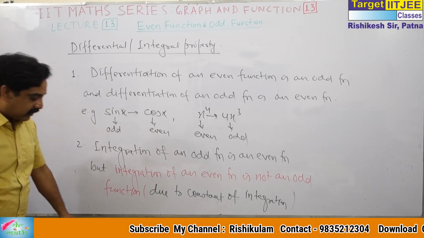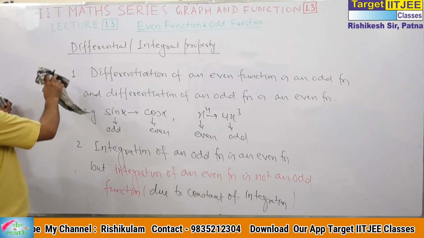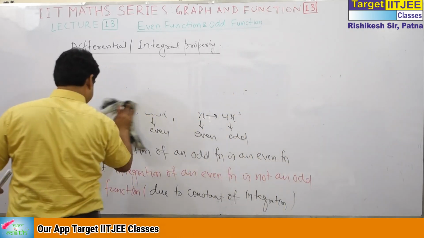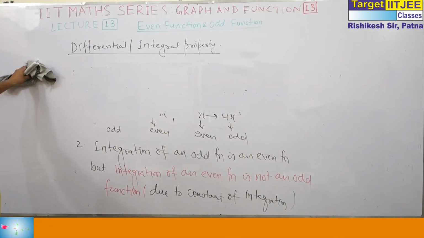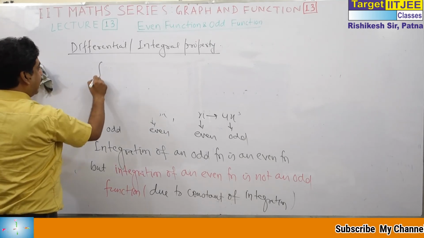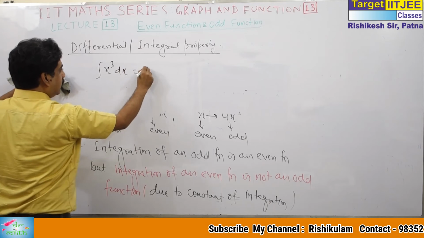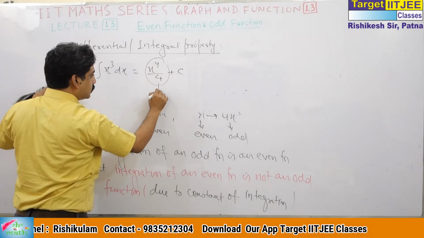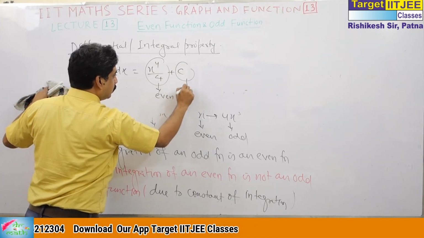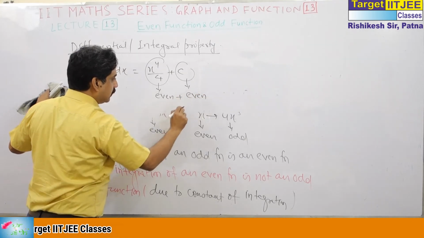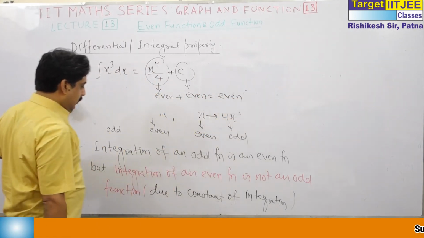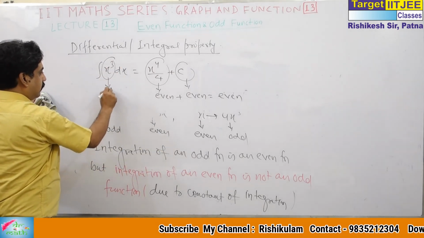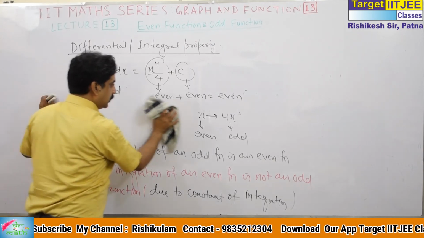Due to constant of integration, what does it mean? Let me write. First of all, I want to justify the first point. Integration of an odd function. Suppose I have taken an odd function. What is the integration? x to the power 4 by 4 plus c. This is even, x to the power 4, and the constant is even. Even plus even is even, you know the property. So it is justified. Integration of an odd function is even.